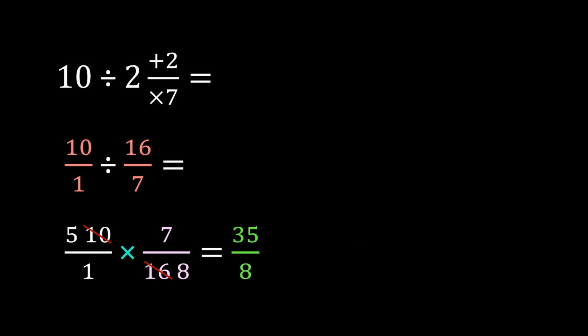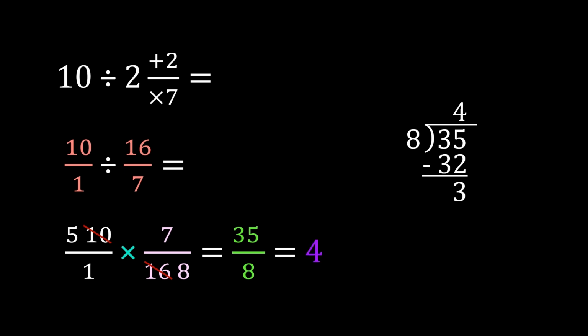To turn 35/8 into a mixed number, I divide the numerator by the denominator. So I divide 35 by 8. 35 divided by 8 is 4. 4 times 8 is 32. When I subtract, I get 3. My quotient of 4 will become my whole number. My remainder of 3 becomes my numerator, and my denominator of 8 remains the same. So my final answer is 4 and 3/8.